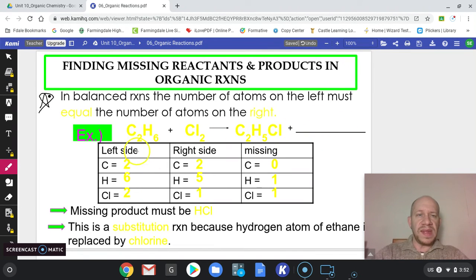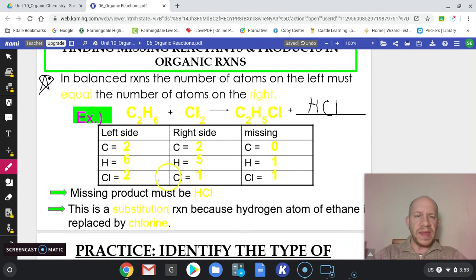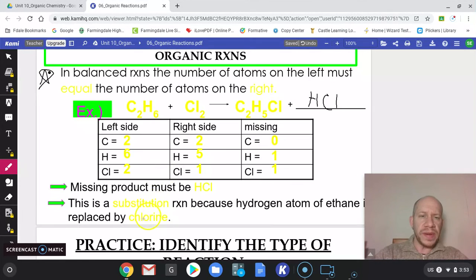The way you'll do that is list everything on the left side, everything on the right side, and see what's missing. In this case, we have 2 carbons and 2 carbons accounted for. We have 6 hydrogens and 5 hydrogens accounted for, which means we're missing 1. We have 2 chlorines and 1 chlorine, so we're missing 1. So the missing product must be HCl, because that's what we're missing. This is a substitution reaction because the hydrogen of the ethane is replaced by chlorine.